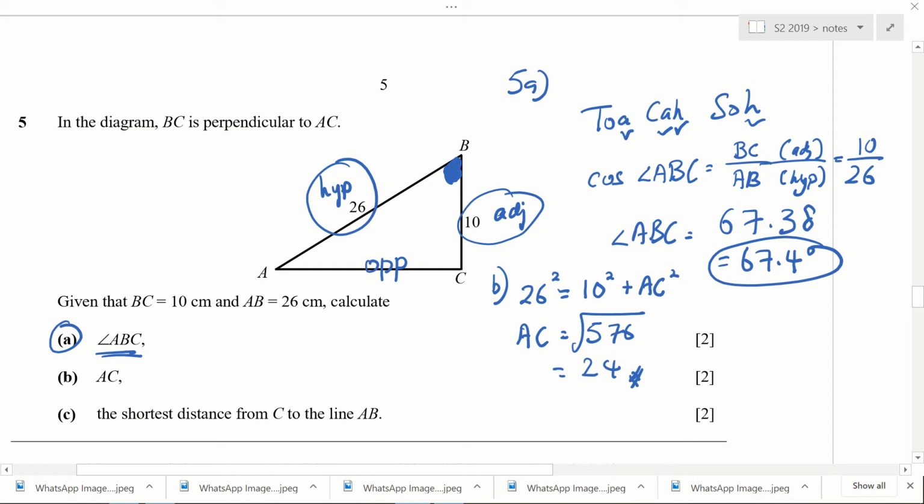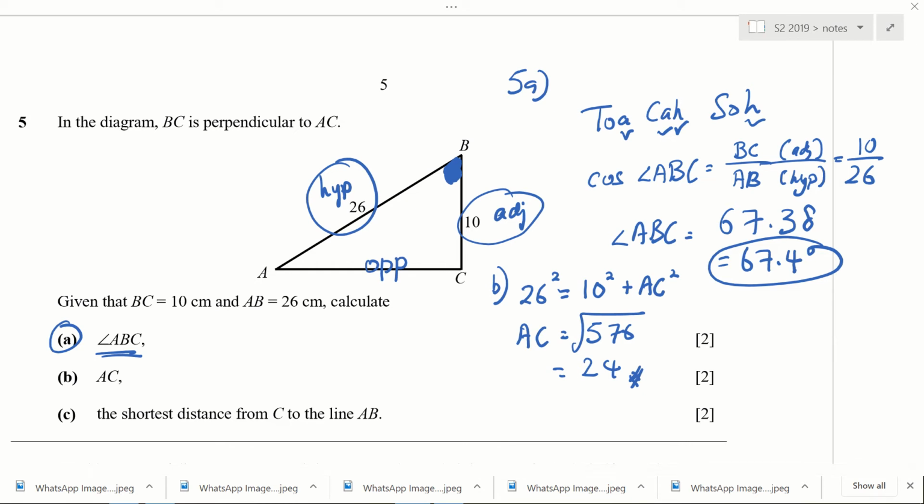Your answer is like that. Why do you get 10 over 26? Because it is AH. AH stands for adjacent over hypotenuse. You don't press cosine this, you must press cosine inverse this. Because you want to find the angle, you don't want the cosine, so you inverse. It's not cosine 10 over 26.